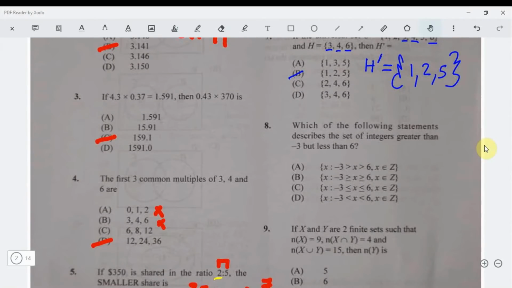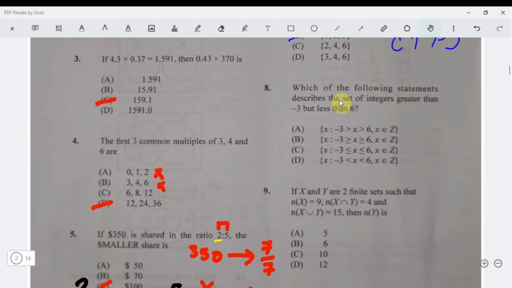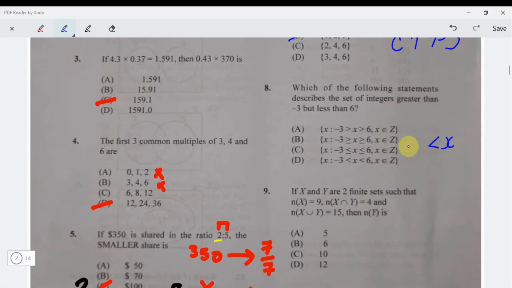Question 8, it says which of the following statements describes the set of integers greater than -3 but less than 6? So if you're greater, this is how you write it. X is going to be greater than -3, but it is less than 6. Alright, so we're looking for which one is that option. Clearly that would be option D. Option D. Alright, option D.